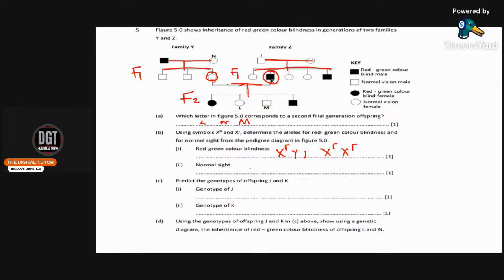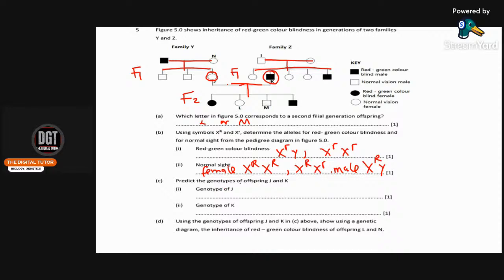Then for normal, in female it is XR XR, or XR Xr. A carrier is also normal. That is in female. Then in male it is only XR, big R. So these are the ones.